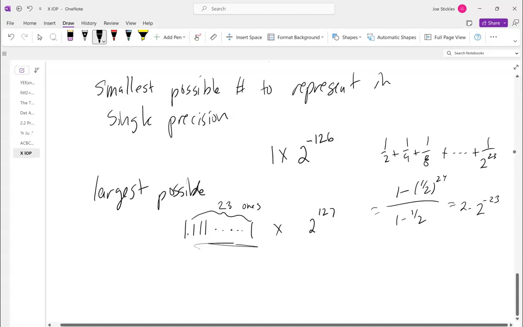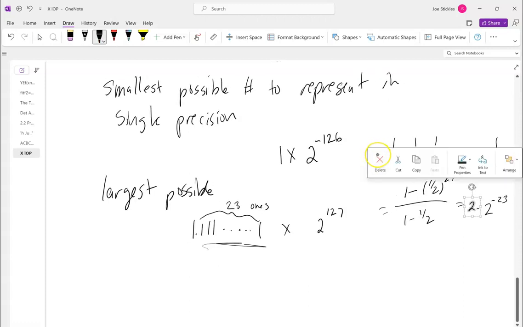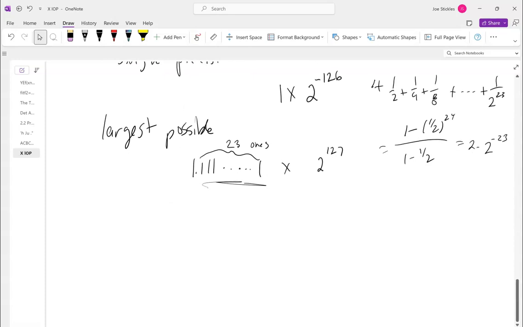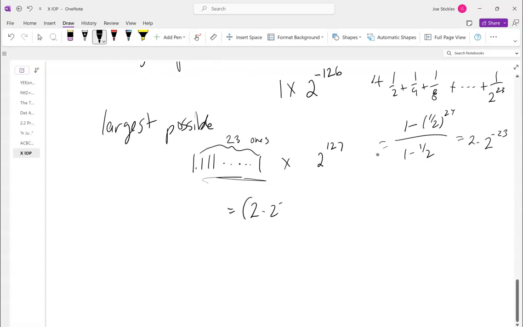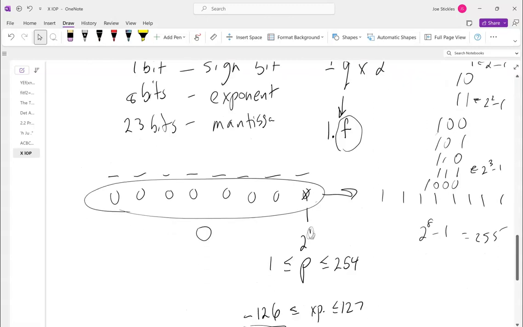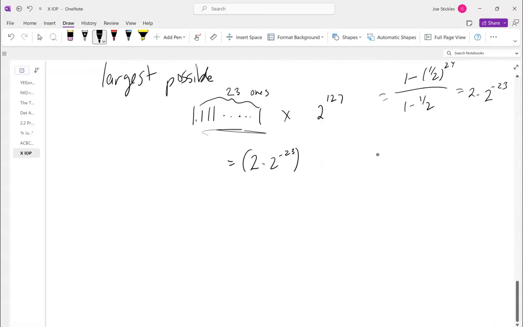Oh, I forgot. I'm sorry. This is that value. Is that 2 times 2 or 2.2? That's 2 minus. Yeah. I'm sorry. I forgot to put the 1 in there. I already have the 1 in here for this. This geometric series does start at 1, so this is 1 plus all of that. So this is equal to 2 minus 2 to the negative 23rd times 2 to the 127th. And if you simplify that, you should get something like 3.4 times 10 to the 38th, roughly.